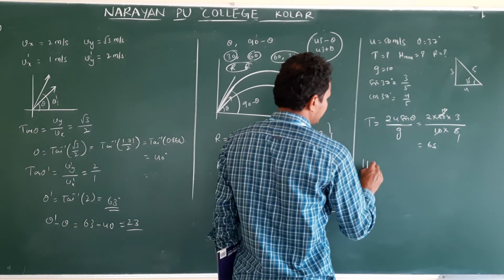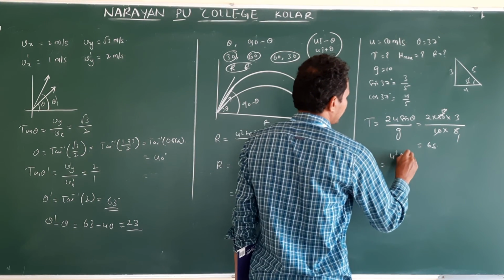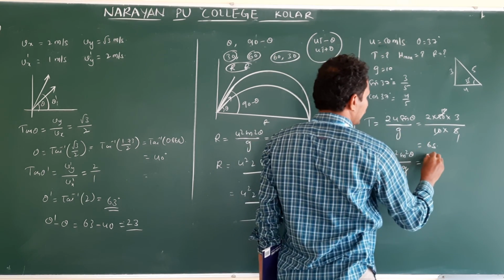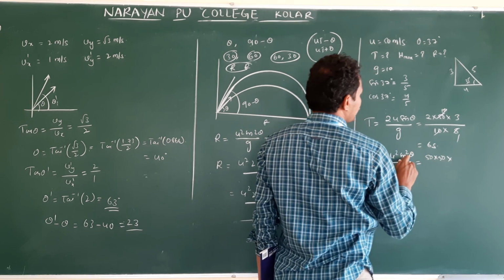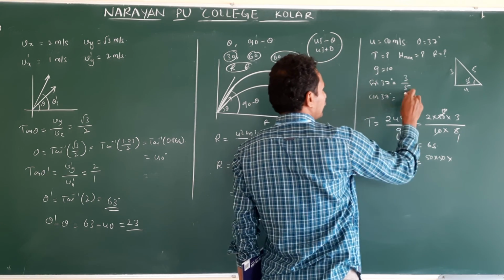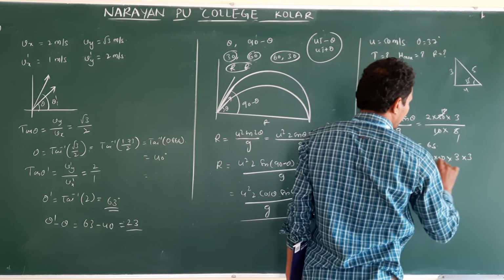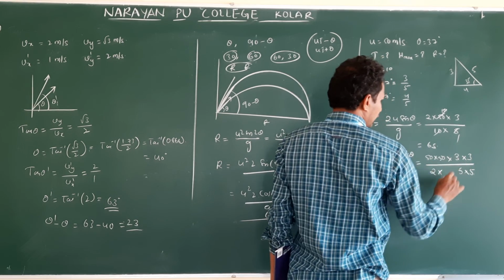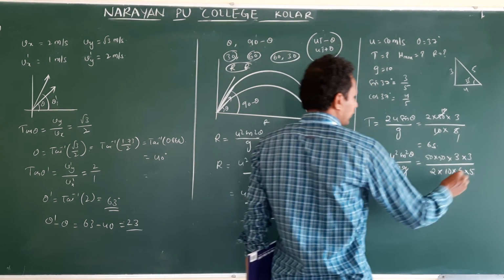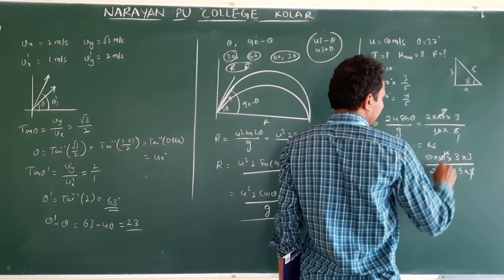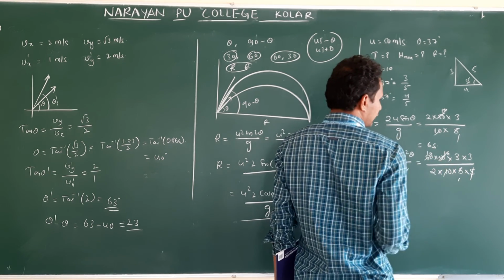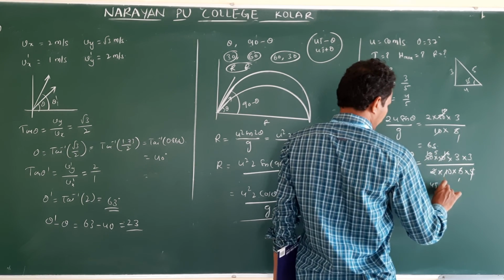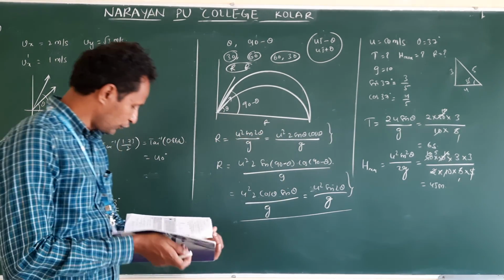Next, H max. What is that? U square sin square theta by 2g. Projection speed 50 into 50, u square. Sin square theta, sin square 37. 3 by 5, so 3 into 3 by 2 as it is. 5 into 5. 3 by 5 into 3 by 5 into 10. Clear? 5 ones, 5 tens, 10 cancel. 5 ones, 5 tens. 2 5s, 5 into 9. 45 meters. Check it. It is 45 meters.